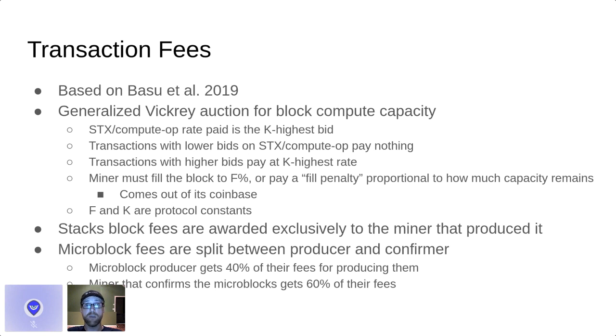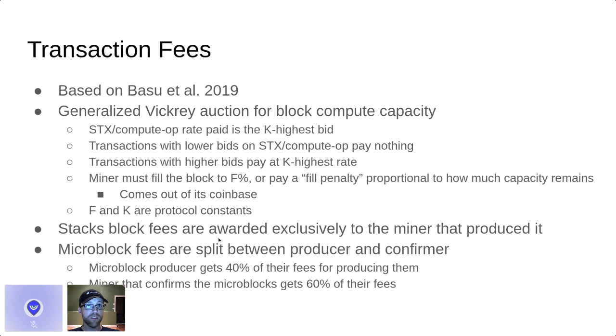If they mine a smaller block than F%, then they have to pay a fill penalty, and that comes out of their Coinbase. So let's say you mine a block that's just half of F%. Well, then you're getting a Coinbase that's half of what it would have been otherwise. This encourages miners to make sure to fill up their block with as many transactions as they can get, even if they're low value transactions. And F and K here are protocol constants. They're not something that adjusts dynamically. I encourage you all to read this paper by Basu et al. from 2019. It's actually pretty informative about how to do a decent stab at building a fee market for cryptocurrencies.